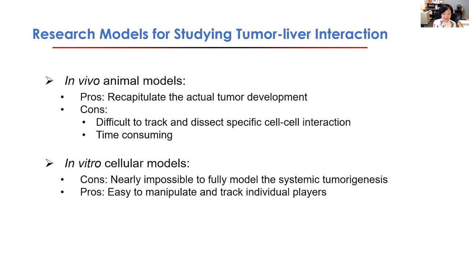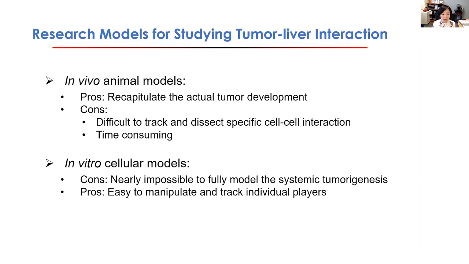As I said previously, we have to wait 3, 4, 5 months to finally get to a stage where the tumor becomes really aggressive. So this is where the in vitro cellular models come in, because they're much easier to manipulate, and we can track individual players and understand their contribution to tumorigenesis. But compared to the in vivo models, they are also very different. It's almost not possible to fully model the systemic tumor response, because there are only limited cellular models that we can put into such models.